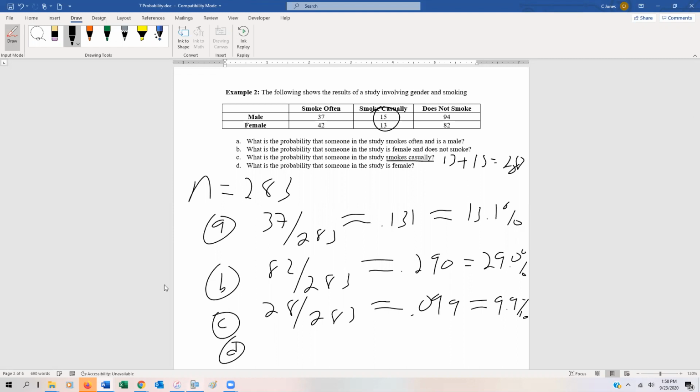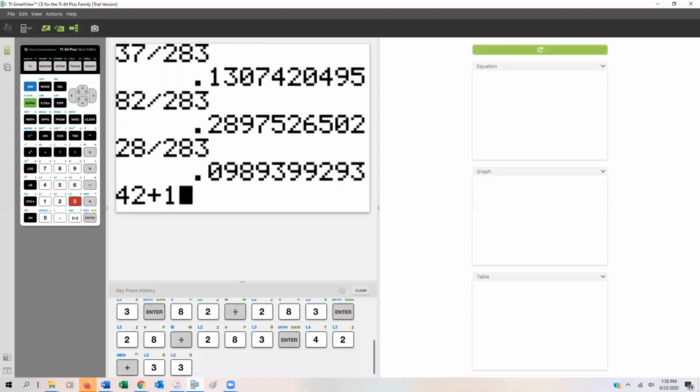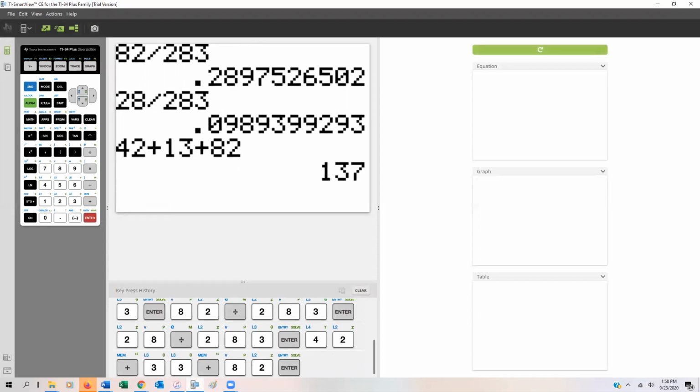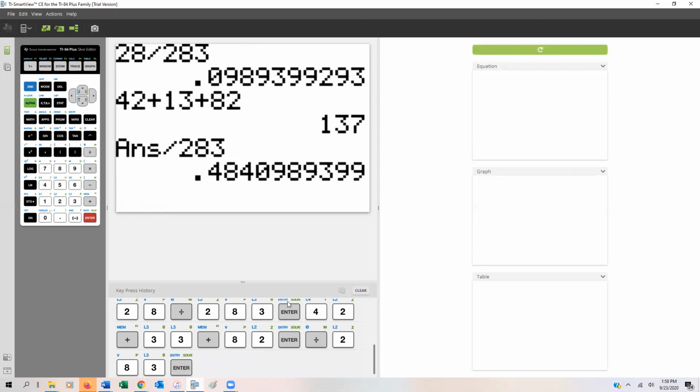And then finally, for letter D, what's the probability that somebody in the study is a female? We're just going to go through and add up our females. So we have 42 and 13, which is 55. 55 and 82 is 137. I'm just going to check that using the calculator real quick. So 42 plus 13 plus 82 is indeed 137. And we're going to take 137 and divide it by 283. We're going to get 0.484.